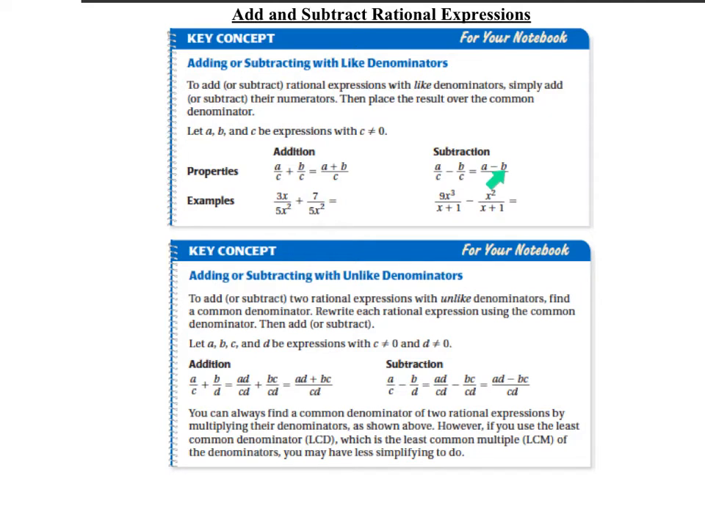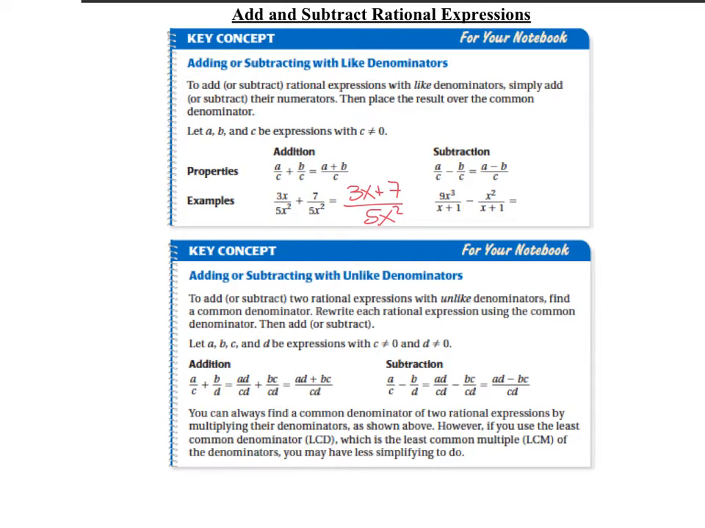Same would apply for subtraction. So they give us a couple of examples here. If we have 3x over 5x squared plus 7 over 5x squared, we can combine it into the single fraction 3x plus 7 over 5x squared.